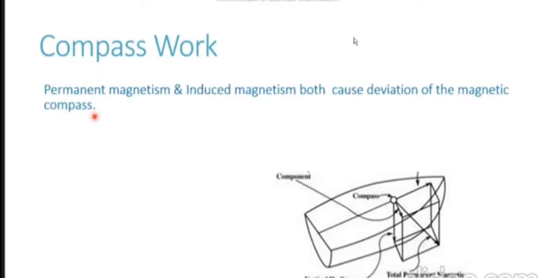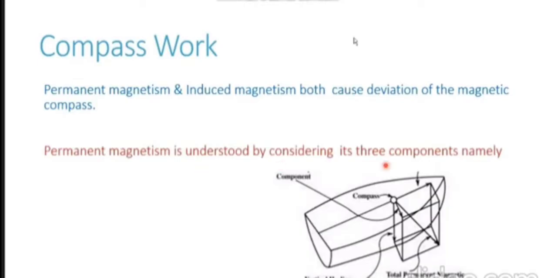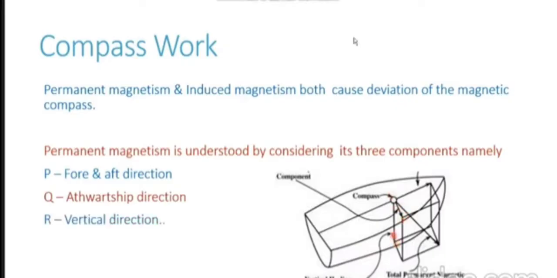But if you have the magnetism of the ship, permanent or induced, it will disturb the compass and cause what is known as deviation. The permanent magnetism can be easily understood by breaking it up into three components. That is the P component, which is in the fore and aft direction, then the Q component, which is in the athwartship direction, and the vertical component. So understanding these three components of the permanent magnetism, we can cancel or counteract it one by one.